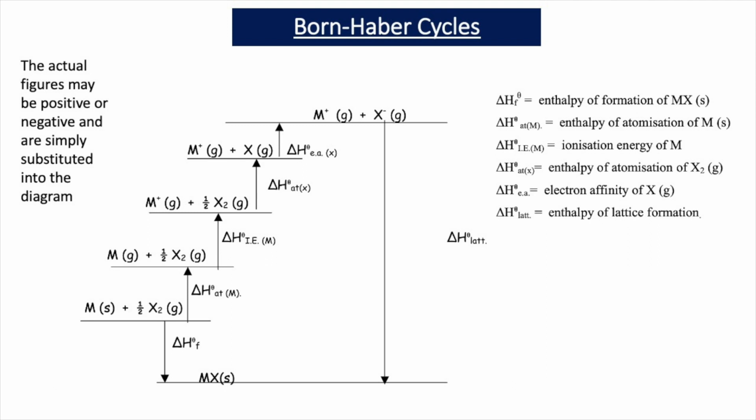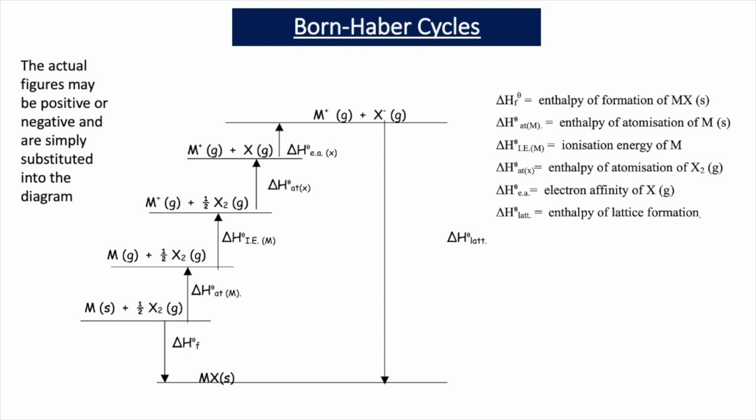The other enthalpy changes that make up this diagram are the enthalpy of atomization of M, where you're forming 1 mole of M gas, the ionization energy of M, where you're converting a mole of M gaseous atoms to M plus ions that are gaseous, the enthalpy of atomization of X, where you're forming 1 mole of gaseous X atoms, and the electron affinity of X, where you're converting 1 mole of gaseous X atoms to 1 mole of gaseous X minus ions. And that completes our Born-Haber cycle.